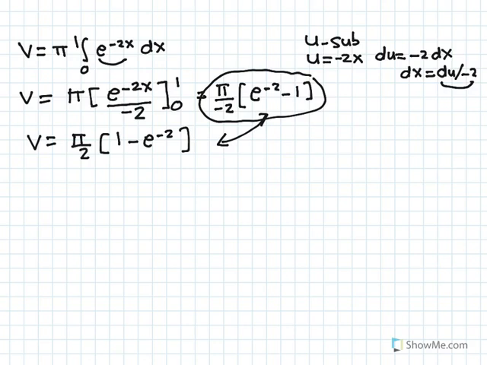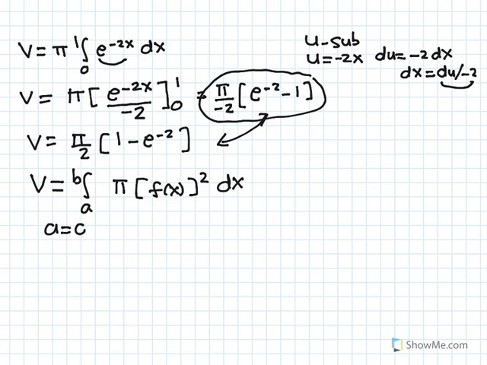Let's summarize what we've done. The formula for the disk method is volume equals the integral from a to b of pi times radius squared. The radius is y in this case, and y is a function of x. Pi times f of x squared dx. A is 0, the lower limit of integration. B is 1. The function f of x is equal to e to the minus x. We plug it into the formula.